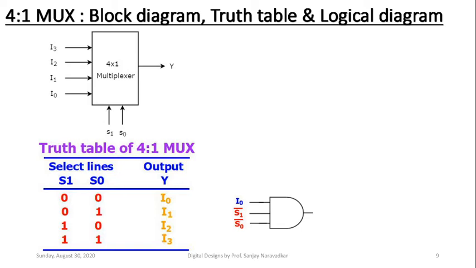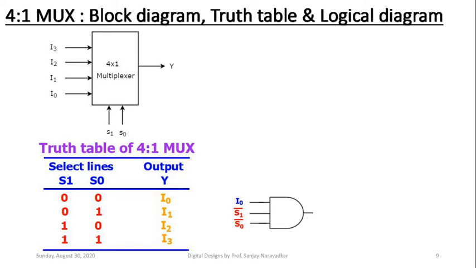S1 is equal to 0 and S0 is equal to 0, which means this AND gate will have 3 inputs here: I0 along with S1 bar, S0 bar. This is deliberately shown on the bottom side, because in the block diagram of that 4 to 1 multiplexer, which is shown on the top left side, I0 is at the bottom. That's why this particular AND gate has been shown in the design first.